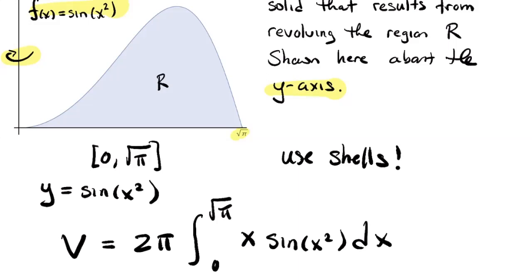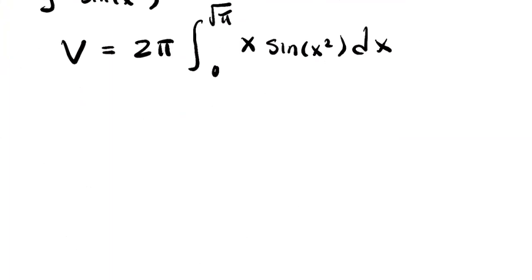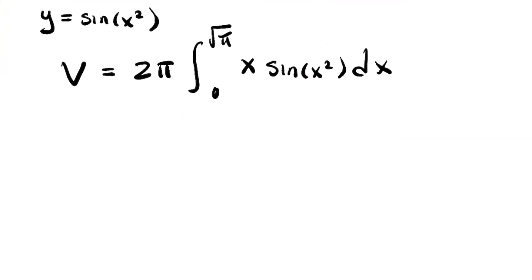So there it's set up. Now I don't need the picture anymore because now it's calculation time. So how to do an integral like this? Well, it's the integral of x times sine of x squared. So I think that's going to require a u substitution to find the antiderivative.